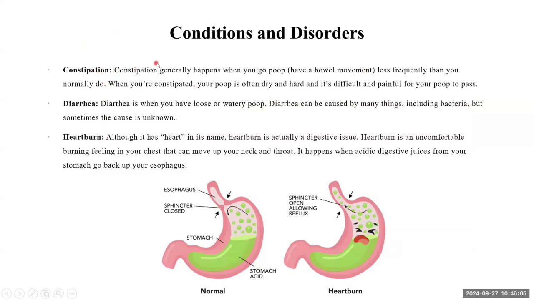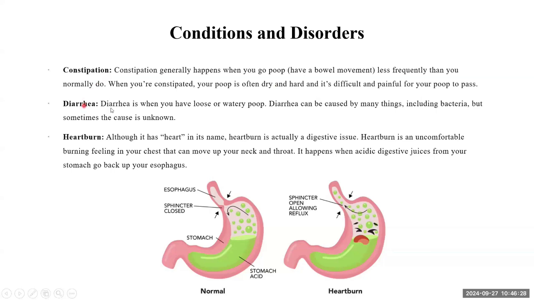Constipation generally happens when you have a bowel movement less frequently, and you get bloated and you're not able to pass stools. Even if you pass stools, the stool is very dry and very difficult and painful to pass. So this is constipation, and it is not normal to have constipation often.